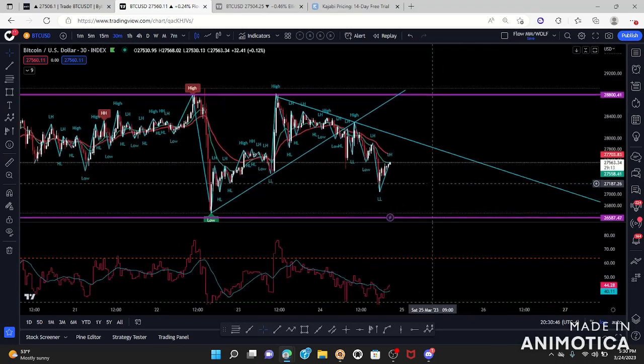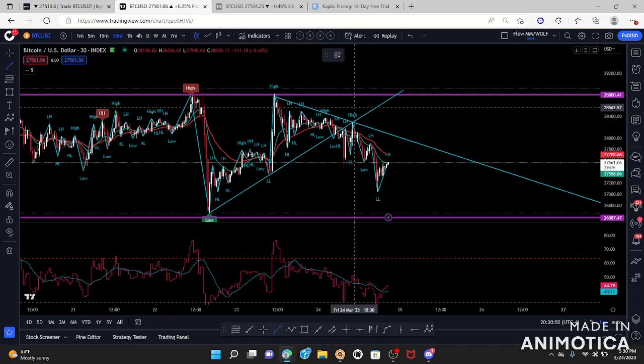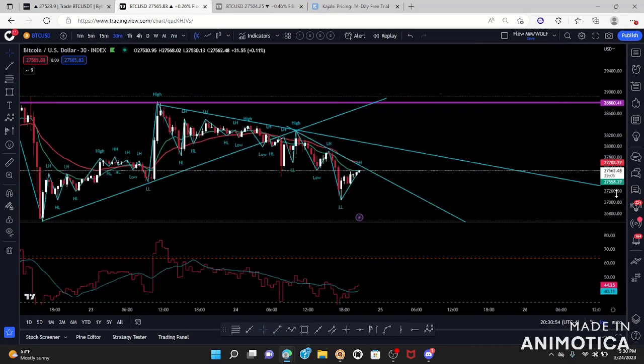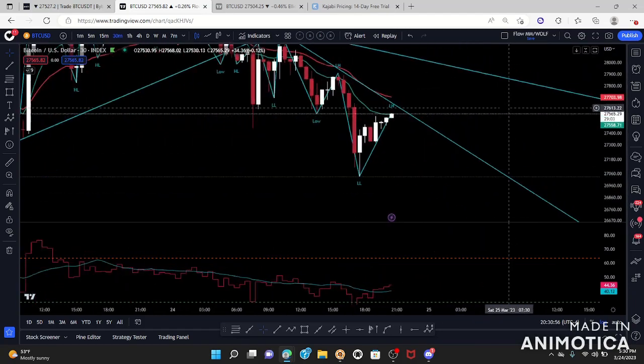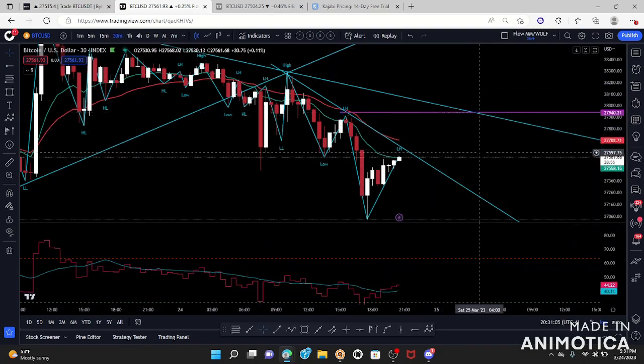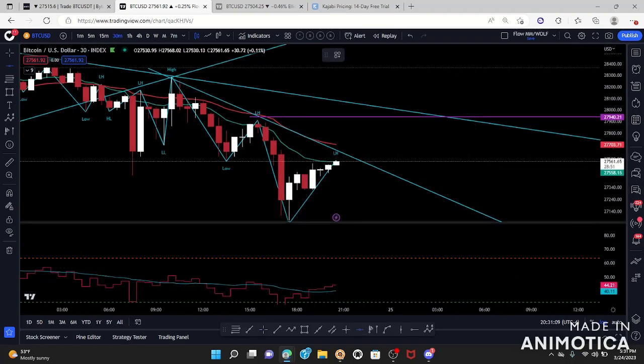Then I'll consider longing. Just like I have my checkoff list to take my shorts, I have my checkoff list to take my longs. And it's the same thing. It's all about the trend. It's all about 12 and 26 EMAs flipping, about support and resistance being broken. So that's your range. That's your setup for your next trade.